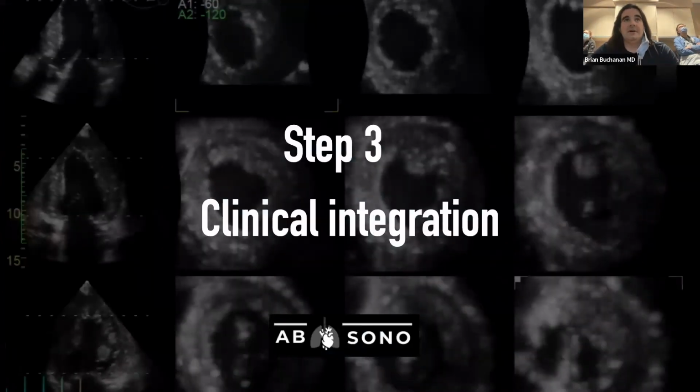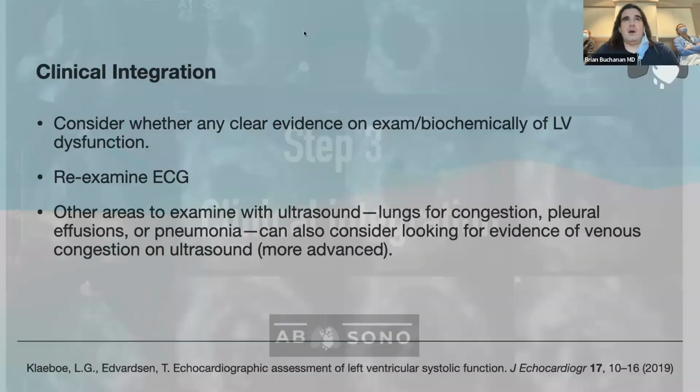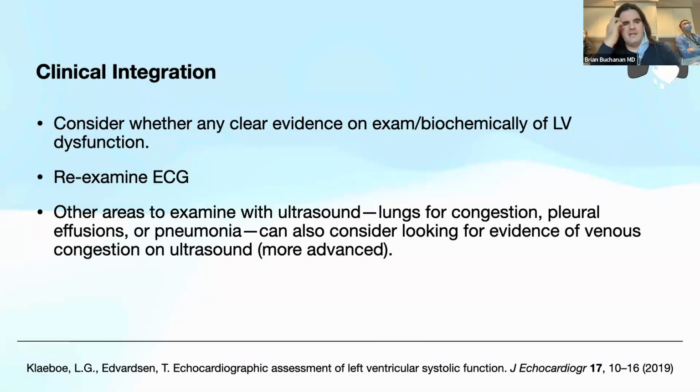Okay, so clinical integration. This is where the rubber hits the road. I've got to consider whether there is any clear evidence, on exam or biochemically, of LV dysfunction. This is by far the hardest part, because it requires you to think: what was your pretest and post-test probability? Did you really think that the LV dysfunction was the problem? Or do you have any suspicion from risk factors or ECG evidence?